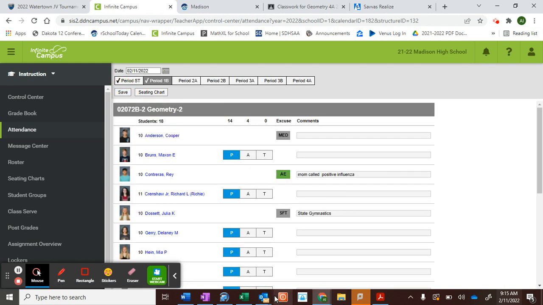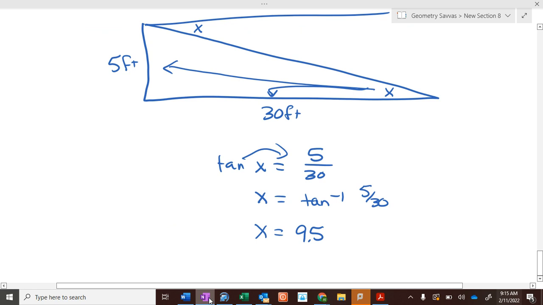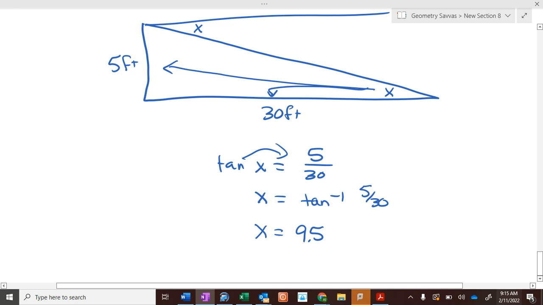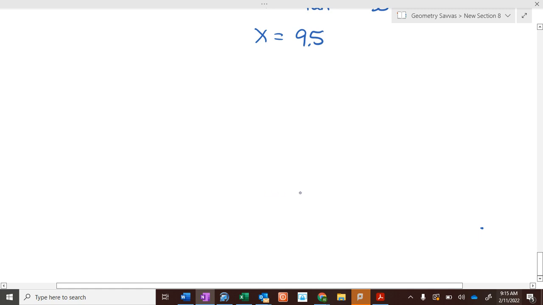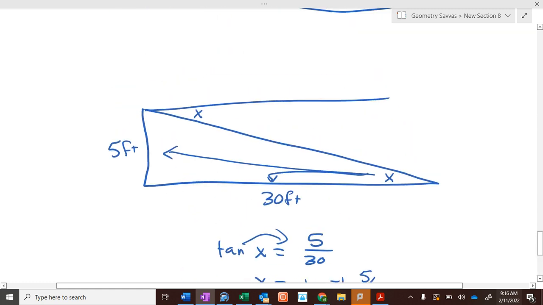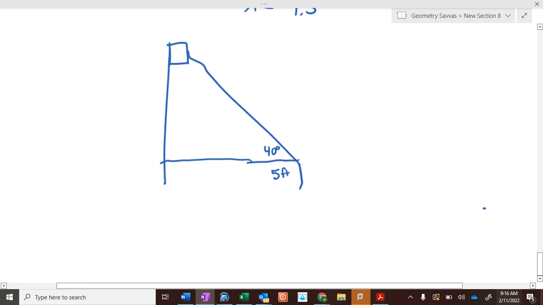Save. All right. So we know how to find an angle. Okay? So, next one. Somebody who's looking up at a flag at an angle of 40 degrees. They are 5 feet tall, looking up at the flag. How tall is the flagpole here?